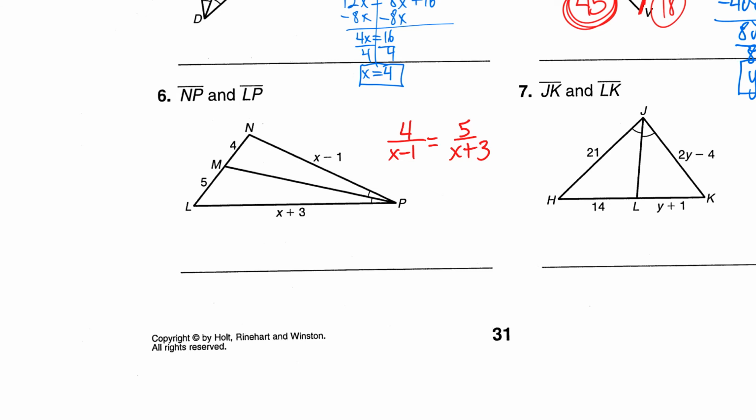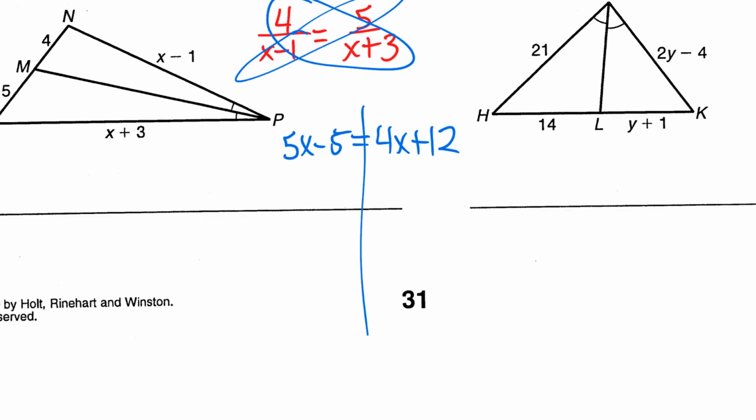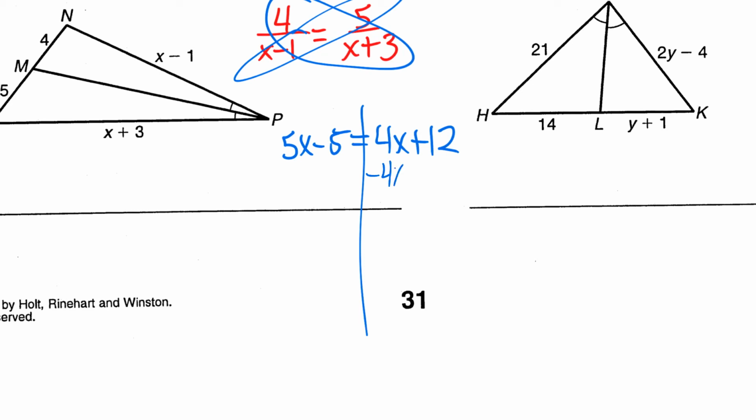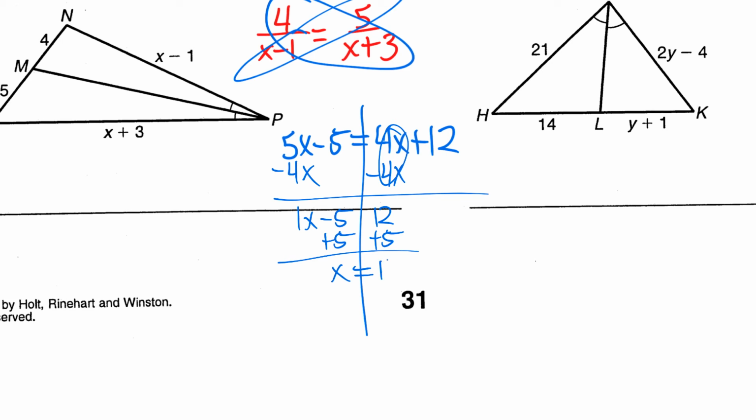Alrighty, so we get, what's x minus 1 times 5? 5x minus 5. And what is 4 times x plus 3? Good, 4x plus 12. Remember, you have to distribute there. And then from there, just solving for x. So we get the x's together, subtract 4x from both sides, so that zeroes out. We get 1x minus 5 equals 12. Add 5 to both sides, and x should equal 17. Looks like most of you got it, so that's good.